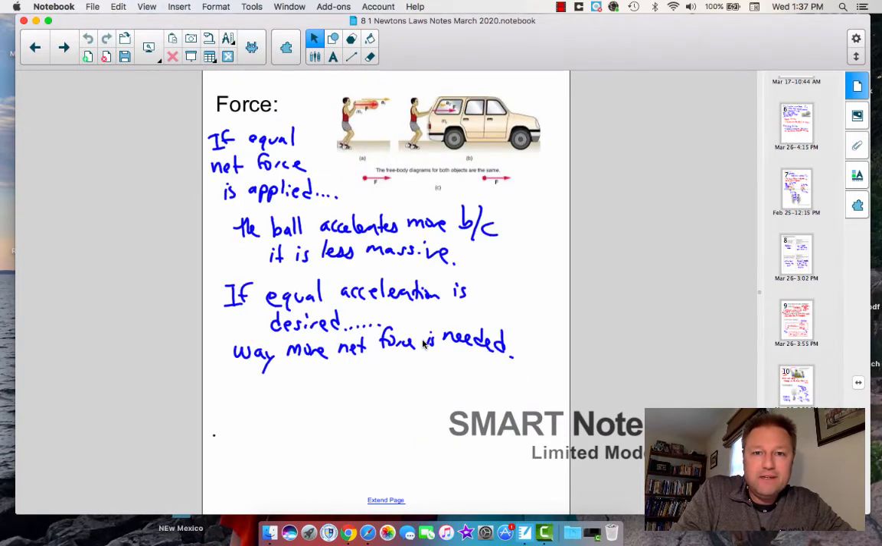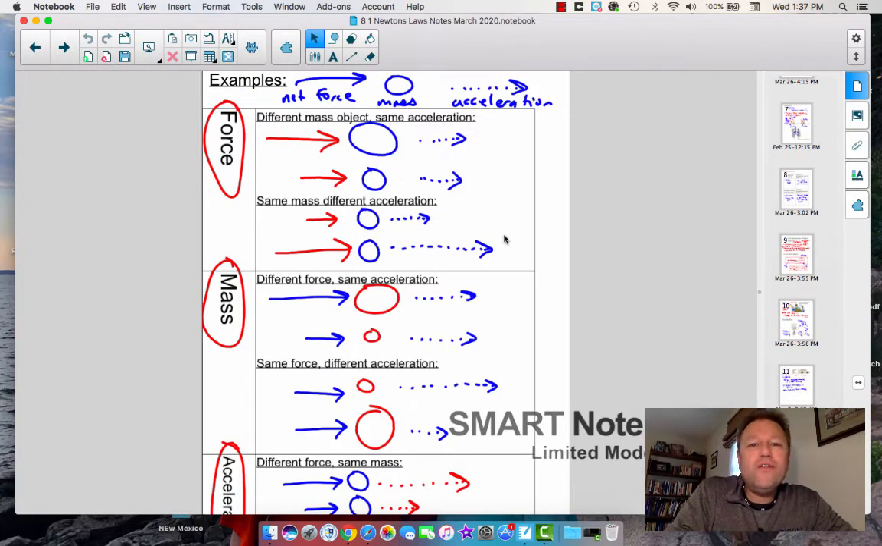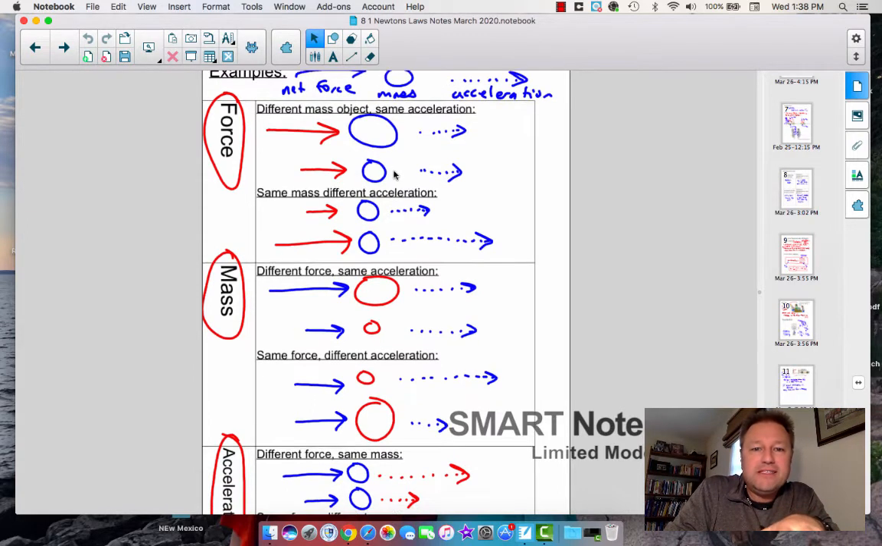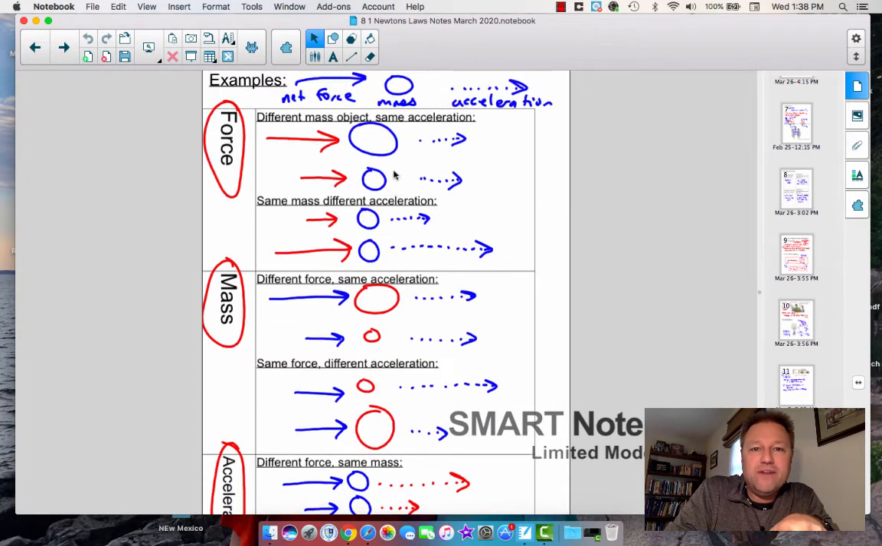And this idea too, if you wanted to move a basketball or a car, if you want them to accelerate the same, you'd have to certainly apply way more force to the car. If the same amount of force is applied to both things, well, the basketball will accelerate more because it's less massive. And finally, all that kind of pictures and images, we broke it down into this idea of saying if you change one of the three variables, how would the other two variables respond? This is essentially a comparison of all three of those things.